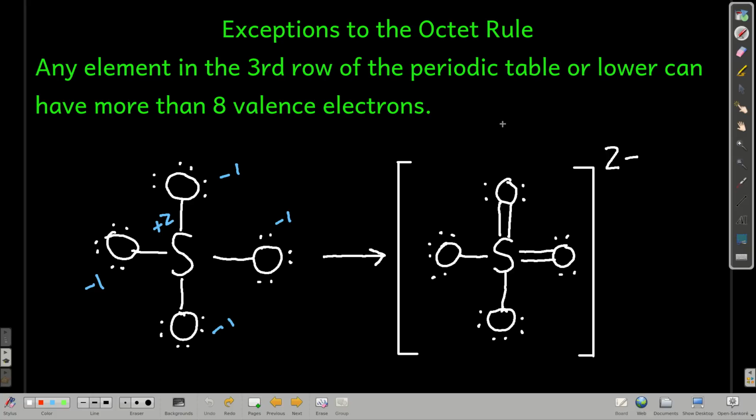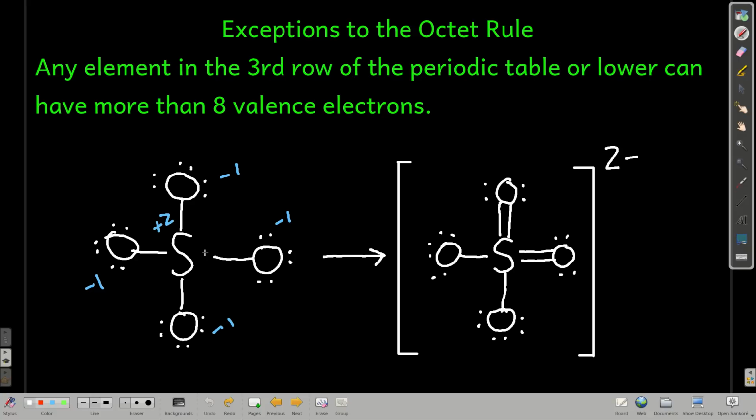The next exception is a huge one, and it says that any element in the periodic table that's in the 3rd row or lower can have more than 8 valence electrons in a Lewis structure. Well, the 3rd row, that's the one that starts with sodium. So there's a lot of elements there that can violate this octet rule, but that's the way it is.